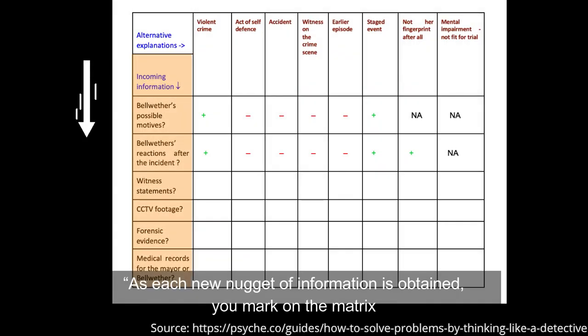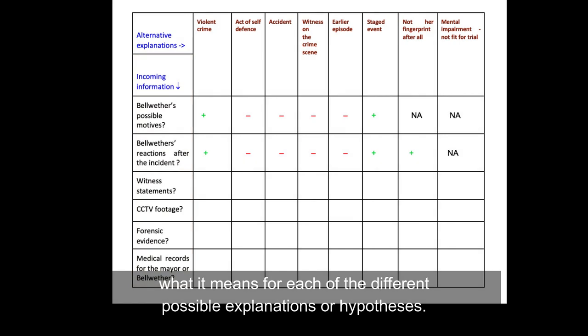Eva Fassing is a detective chief superintendent and associate professor at the Norwegian Police University College in Oslo and an author. He recommends that you should keep track of your investigation using a matrix. How does he explain the process? As each new nugget of information is obtained, you mark on the matrix what it means for each of the different possible explanations or hypotheses.